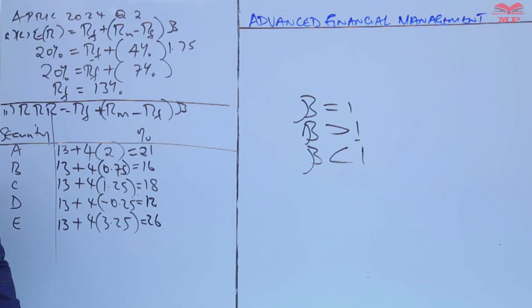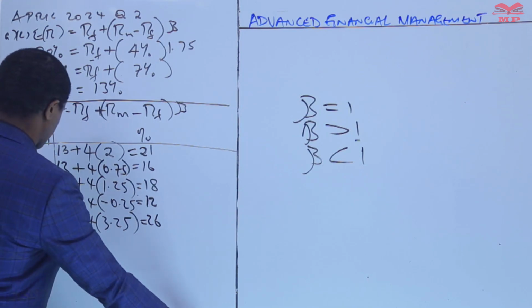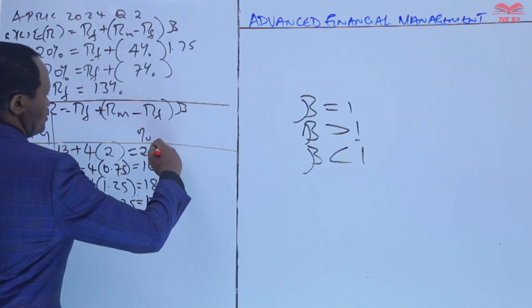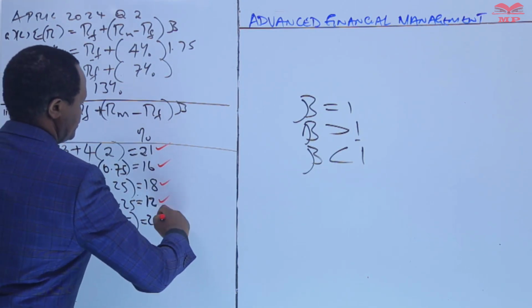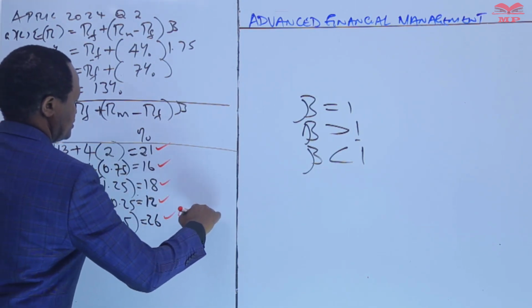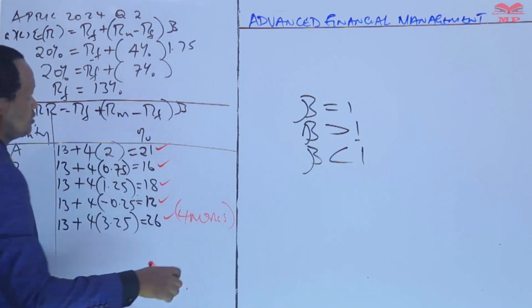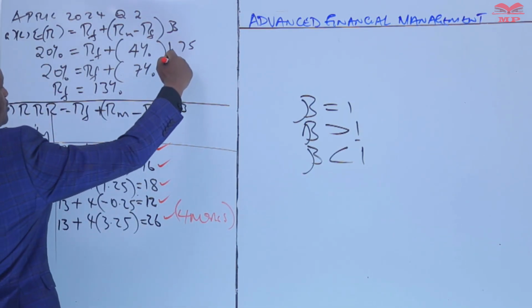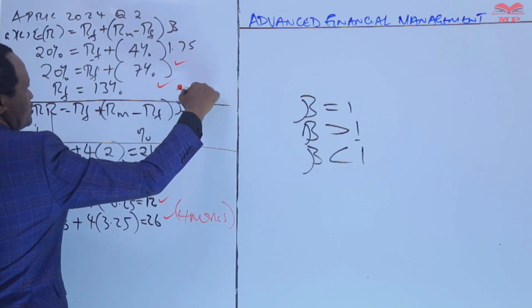So that's it. How many marks? 4 marks. That's 4 marks. This was how many marks? 2 marks.